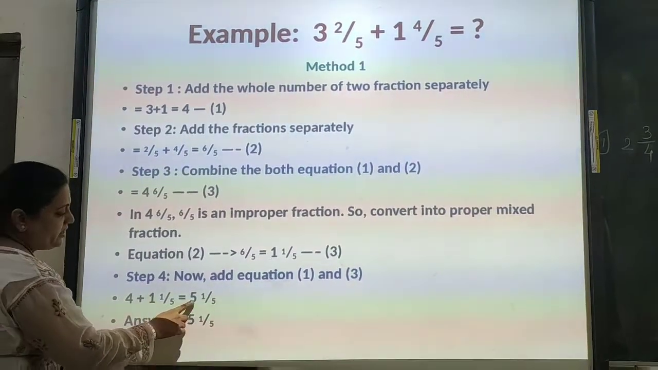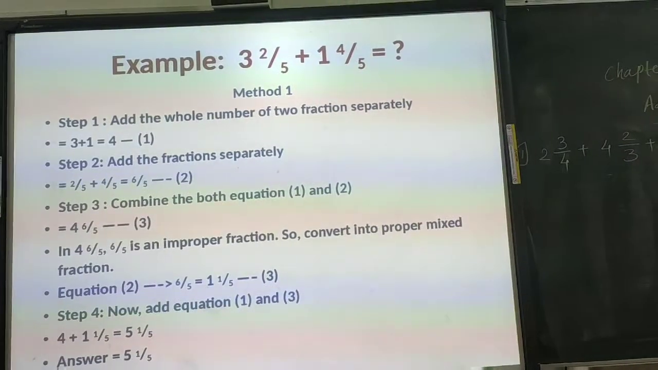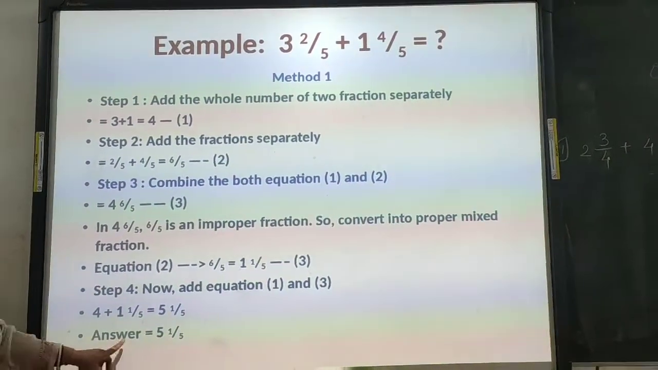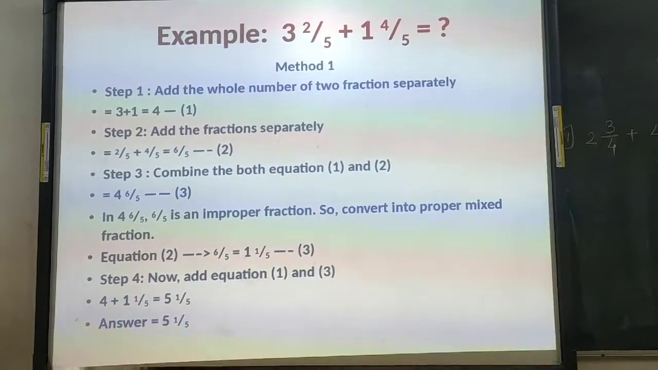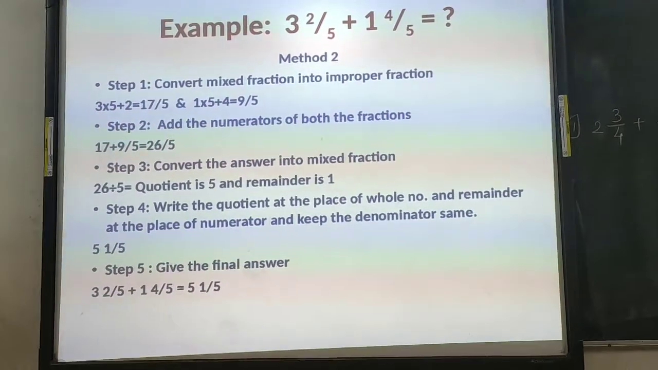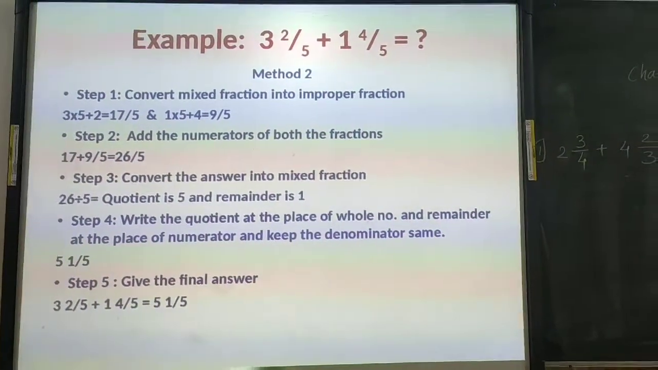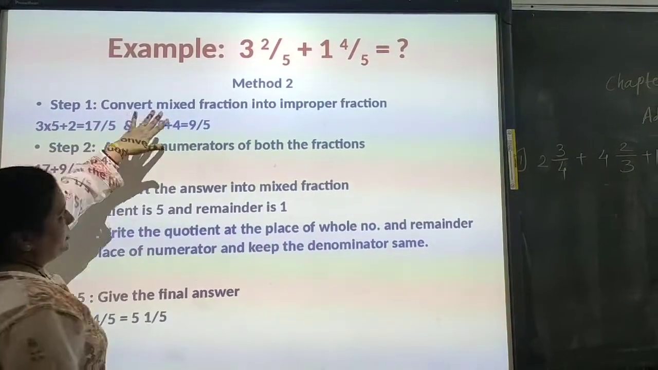So what will be our answer? 5 1 by 5. So 3 2 by 5 plus 1 4 by 5 is equal to 5 1 by 5. This is the first method when the denominators are same. How to add we have seen. Now see one more example here, the same example, but the method is another.